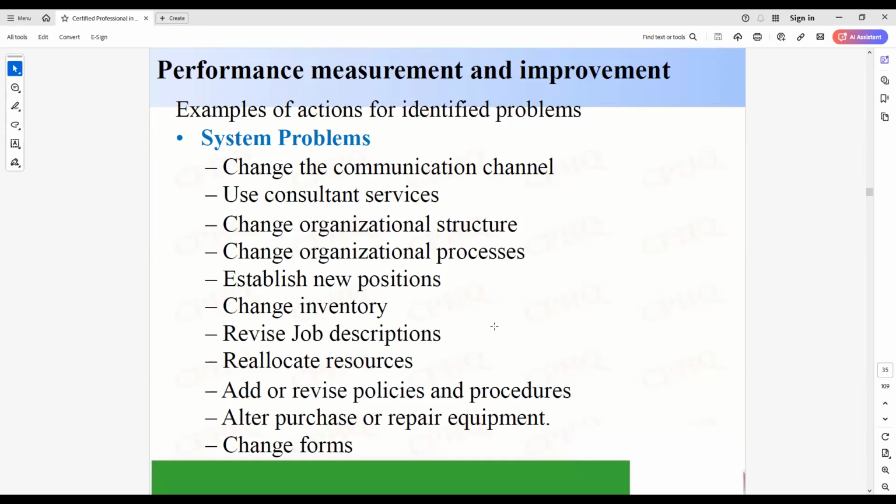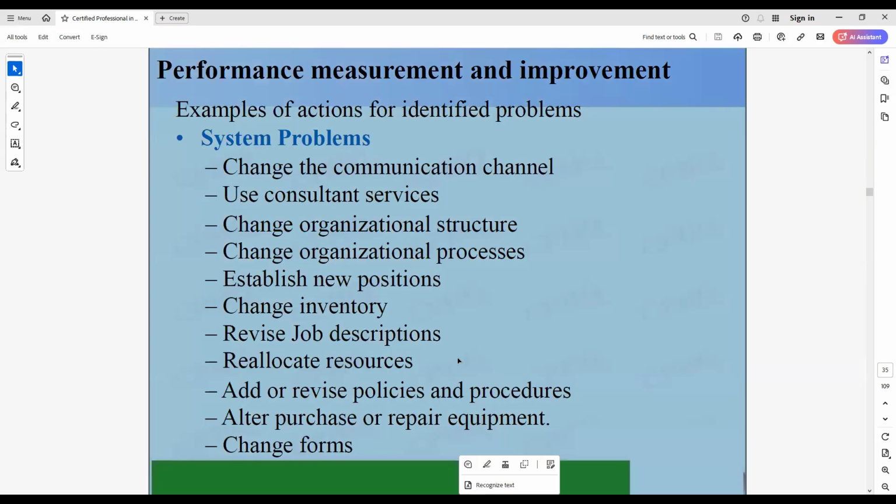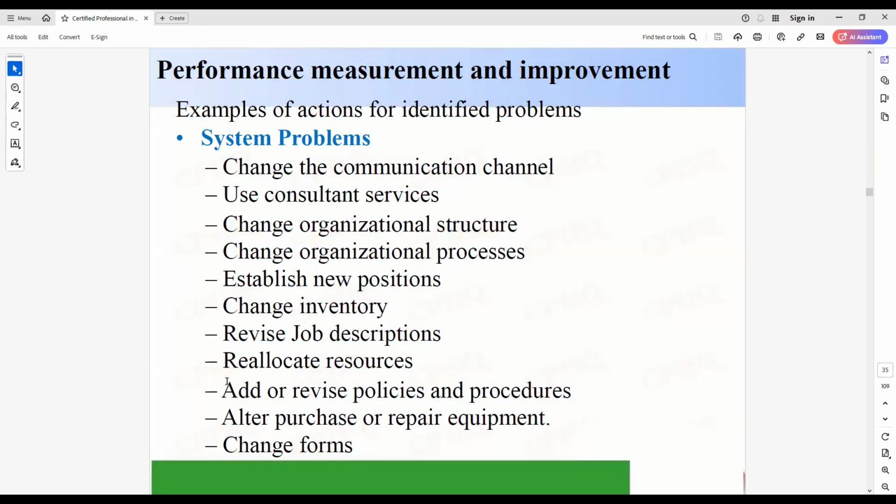Revising job descriptions is also an example. Reallocating resources amongst the service areas. Adding or revising policies and procedures. Altering or purchasing or repairing equipment and then changing forms. These are overall system-related solutions.